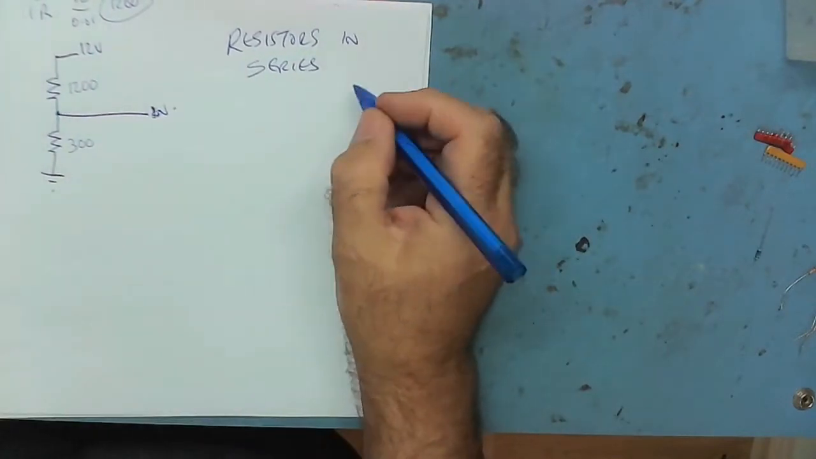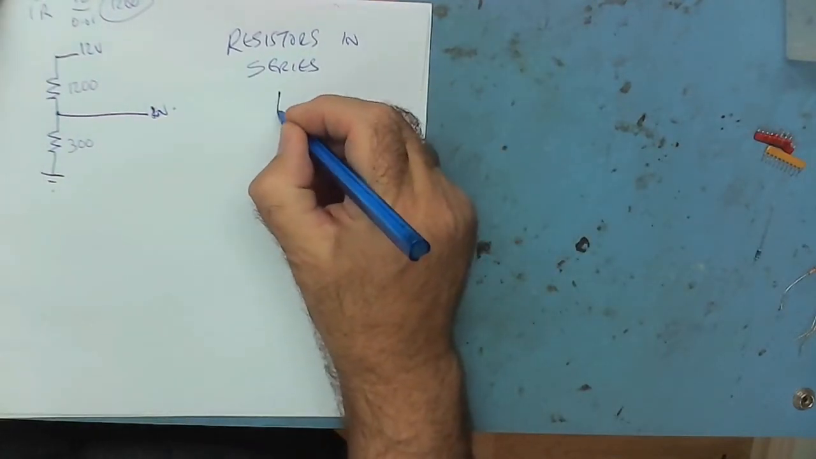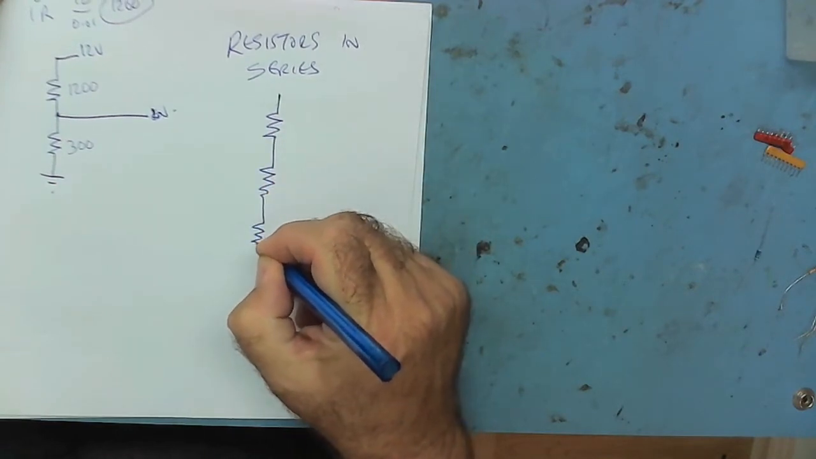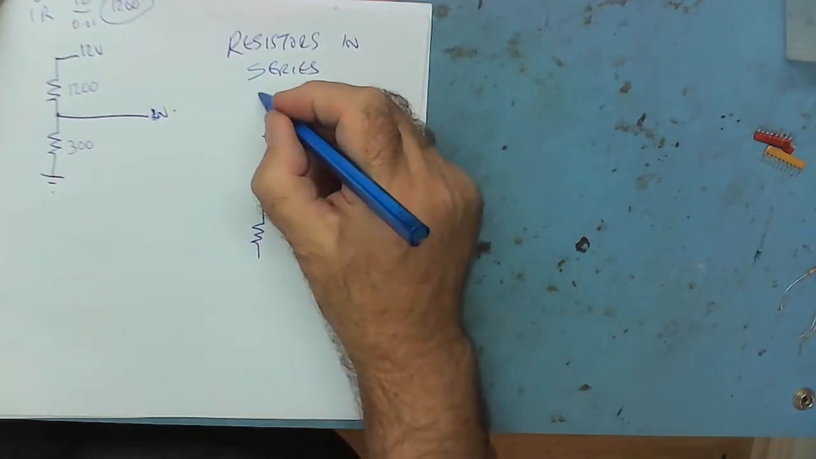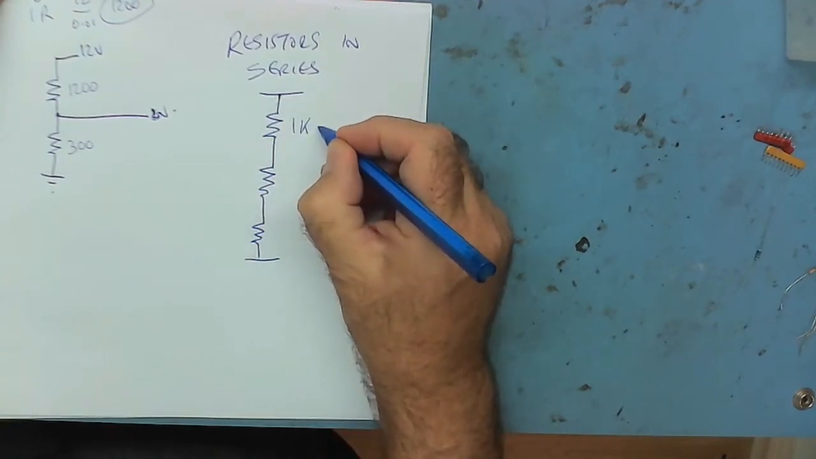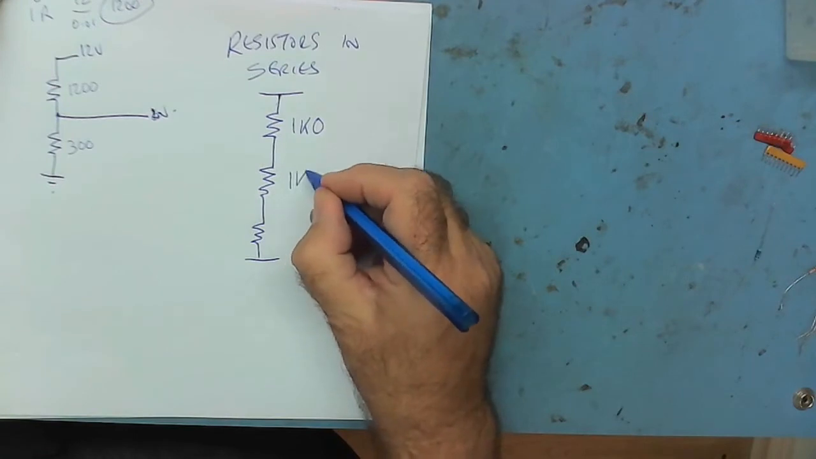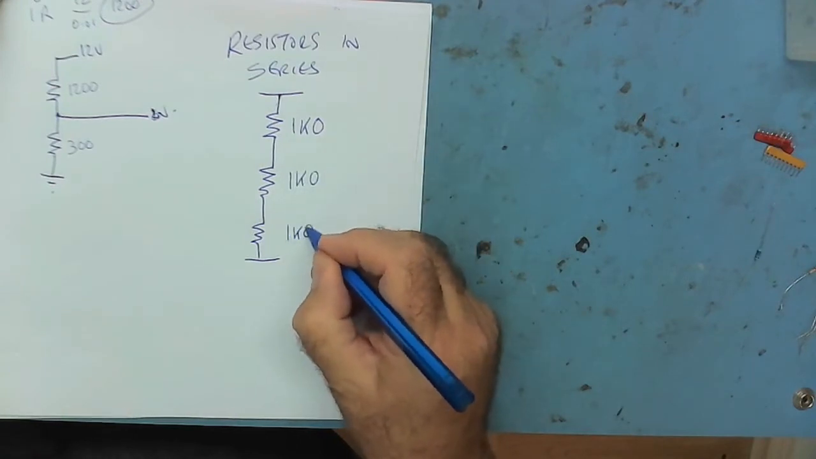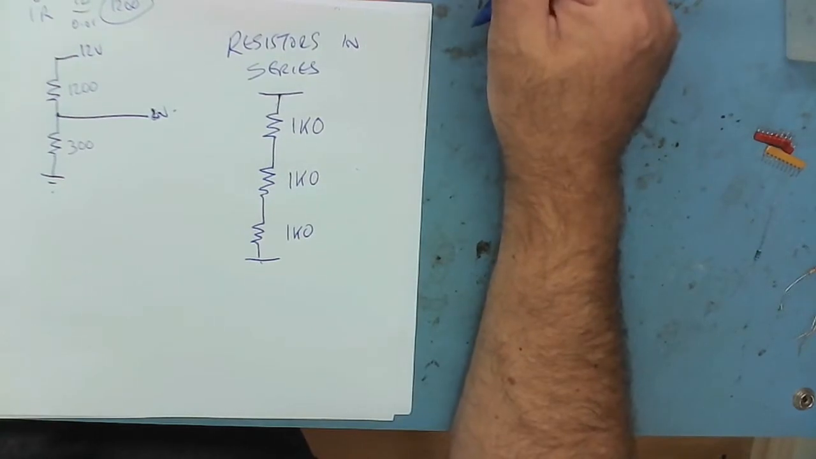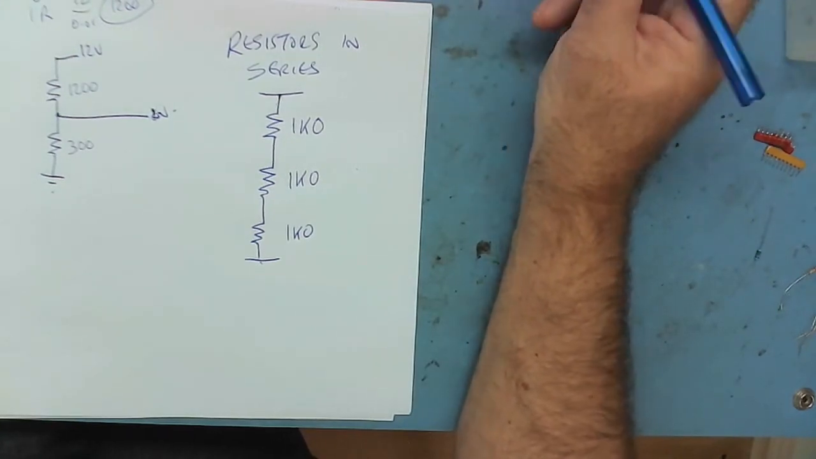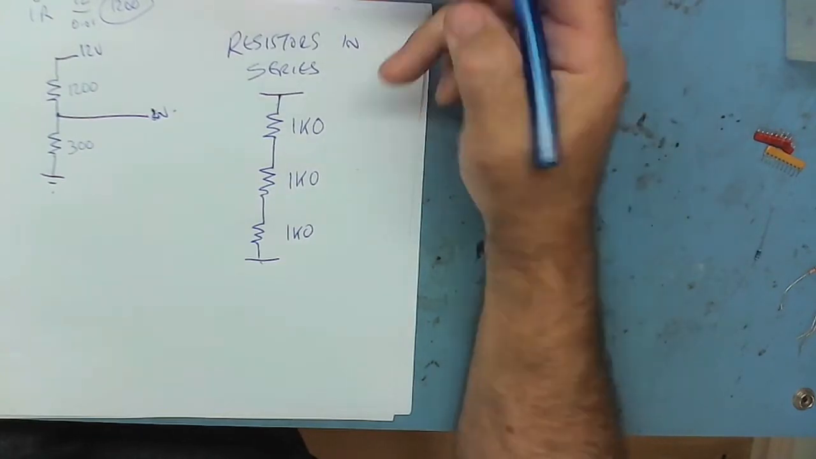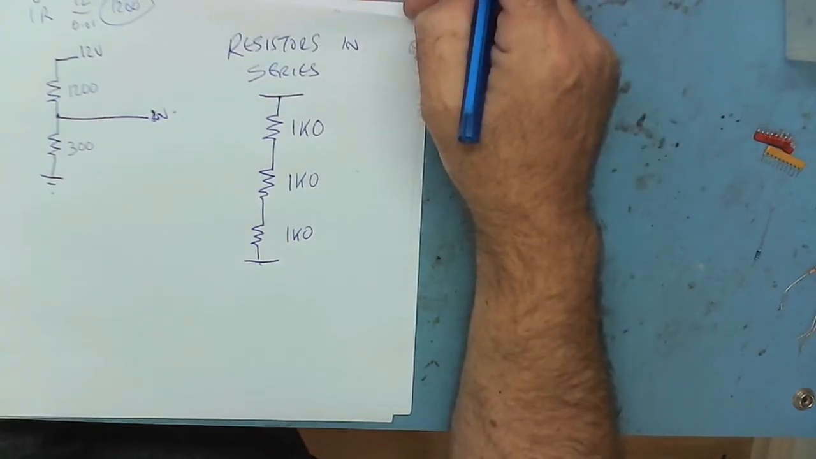Okay, resistors in series. Say we get 3 resistors like that in series, and this is 1 kilo ohm, 1000 ohms. They're all 1000 ohms. What's the resistance from there to there? Can you work out what it is? We'll measure it, but I know what it is. We'll measure it and we'll prove it.